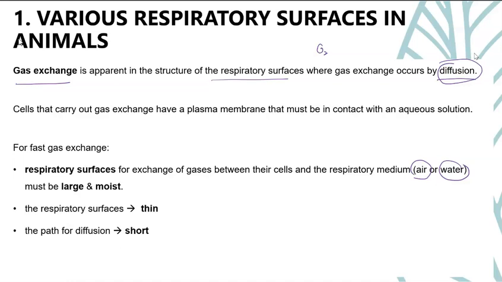Cells that carry out gas exchange have a plasma membrane that must be in contact with an aqueous solution. In order for oxygen or carbon dioxide to move across the respiratory surface, it must be moist. This allows easy diffusion of oxygen or carbon dioxide across the respiratory surface. That's why it says here it must be in contact with an aqueous solution. This is to allow the respiratory gas to dissolve and then diffuse.